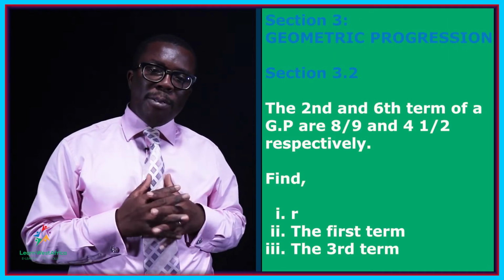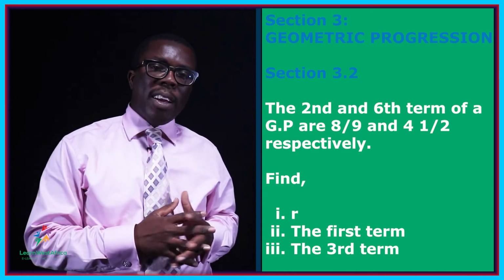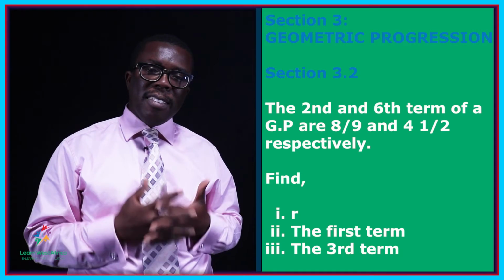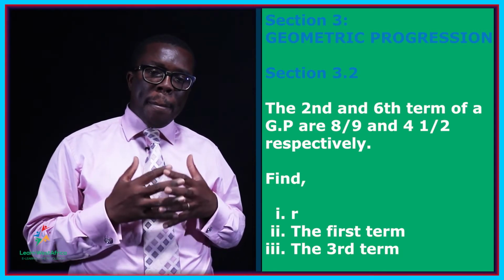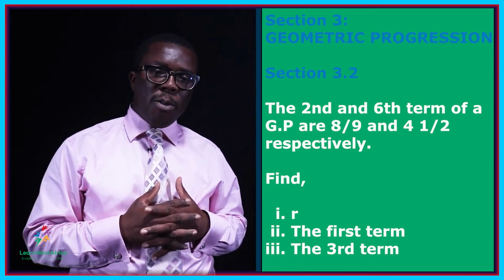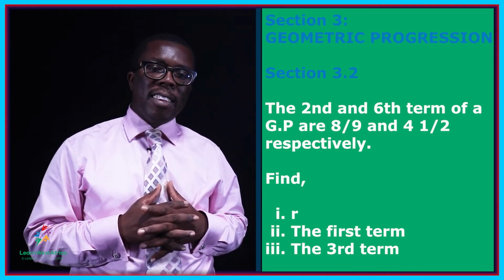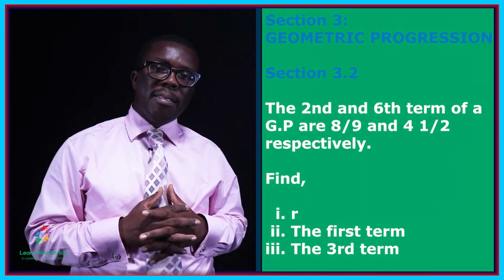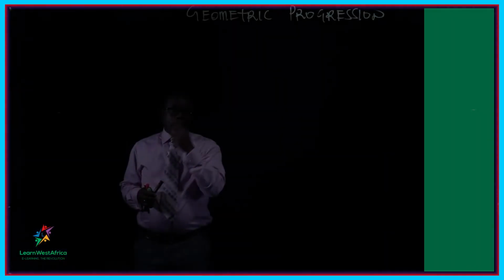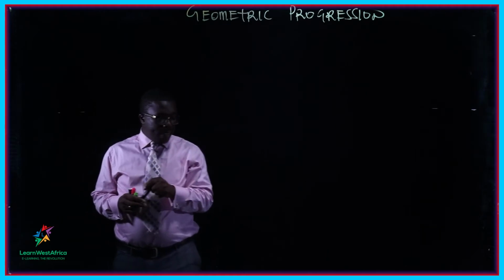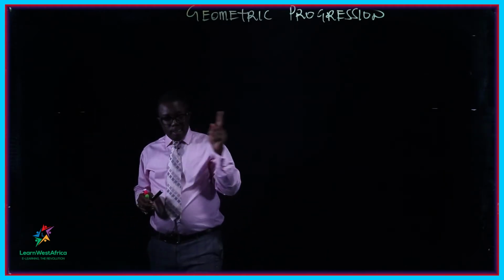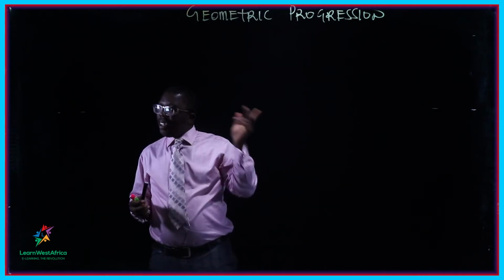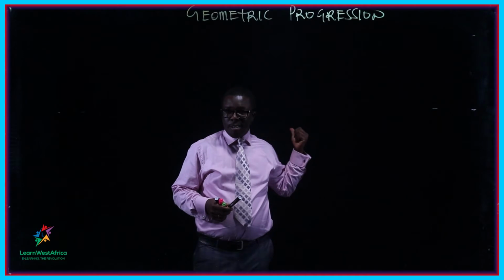The second and sixth term of a GP are 8 over 9 and 4.5, respectively. Find: I, R, that's the common ratio; II, the first term; III, the third term. So this second question on this part is saying that the second term and the sixth term of a GP are 8 over 9 and 4.5 respectively, just like we saw in the earlier question.